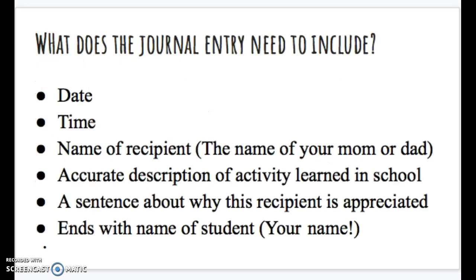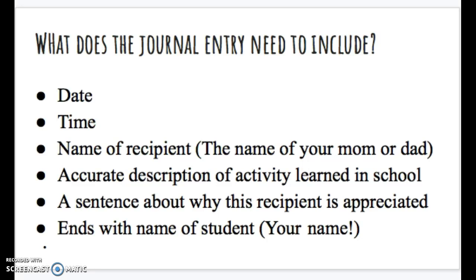So what does this journal entry need to include? Well, first it needs to include the date, so you know what day you wrote the journal entry. So you're going to include that at the very top of your paper. And then you're going to include the time. So it can be any time of day. We will be doing this activity usually around 12 o'clock, but it's good to put the time in there just so you remember when you wrote it.